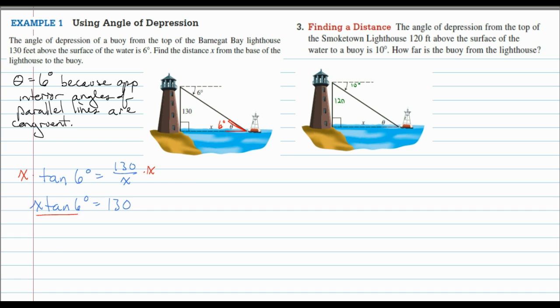Now I'm going to divide both sides by the tangent of 6, and then I'm going to plug this in my calculator, but I have to make sure to be in degree mode, because we are working with degrees in this problem. And when I plug that into my calculator, I get about 1,236.87 feet.